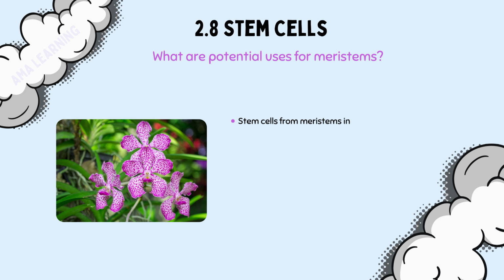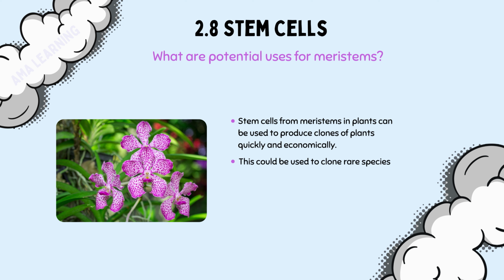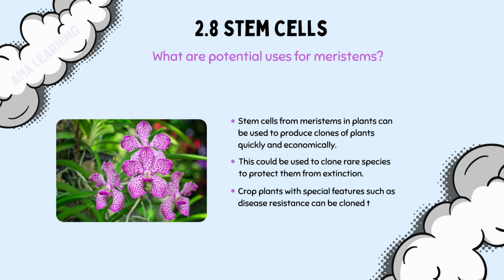Stem cells from meristems in plants can be used to produce clones of plants quickly and economically. This could be used to clone rare species to protect them from extinction. Crop plants with special features such as disease resistance can be cloned to make large numbers for farmers.